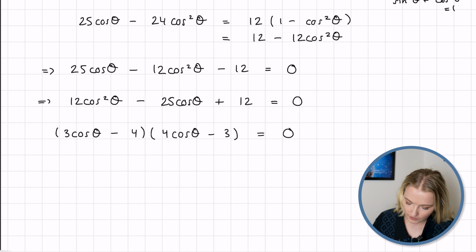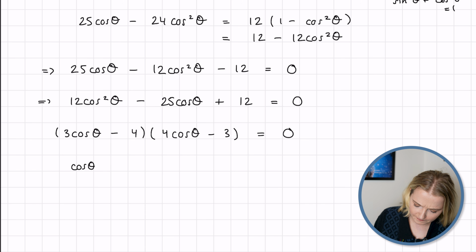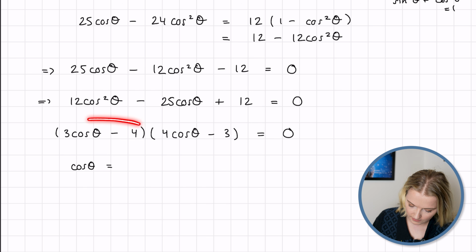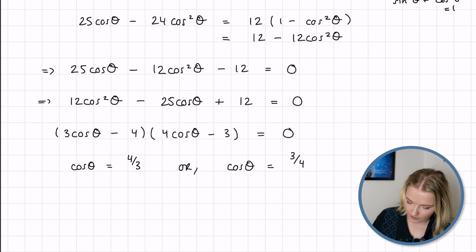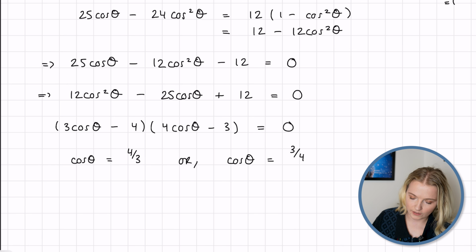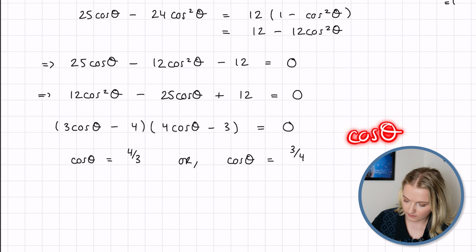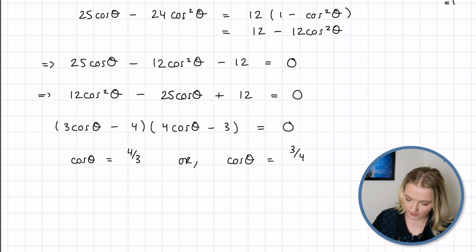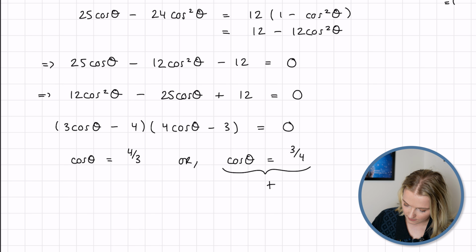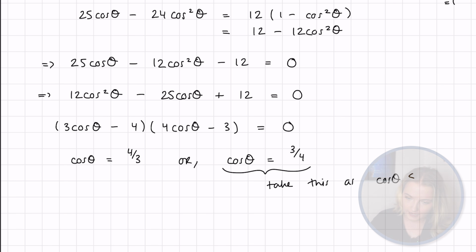Okay, so from this we can conclude that cos theta must equal either 4 over 3, because of this factor here, or 3 over 4 from this here. But of course we know that cosine theta must be less than or equal to 1, and so we take this value.